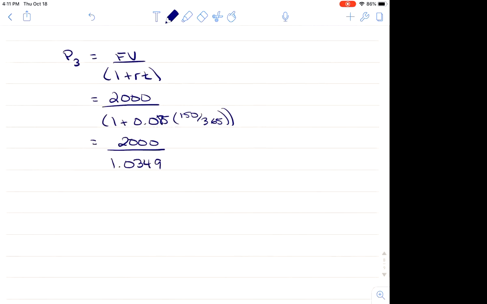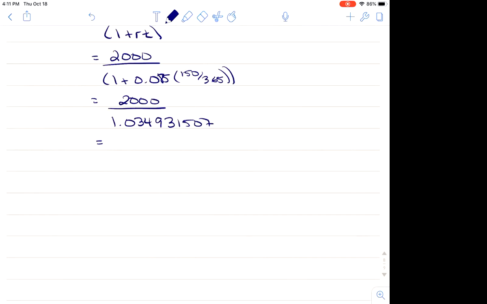1.0349 31507. 2000 divided by that, $1,932.50.